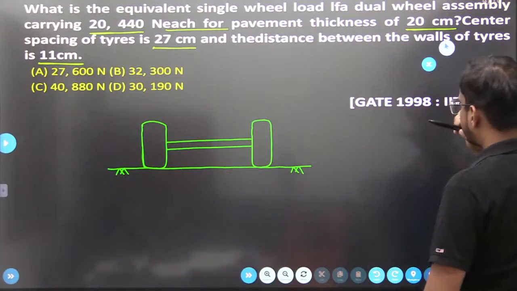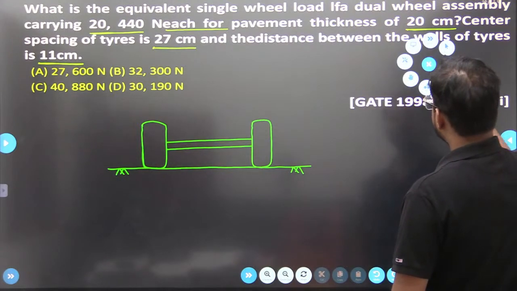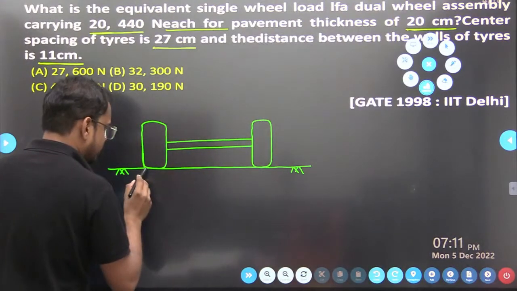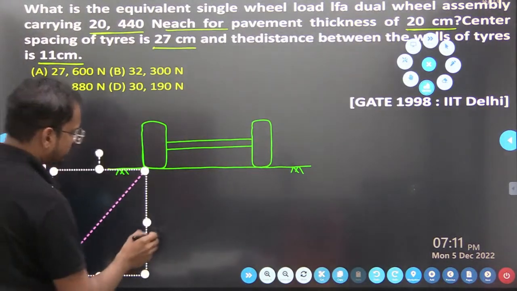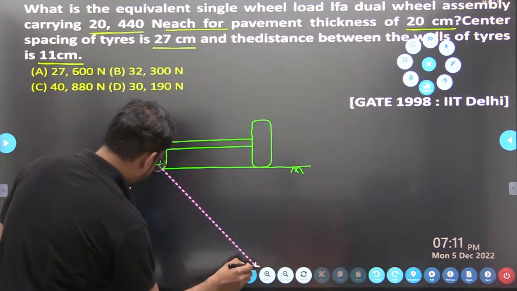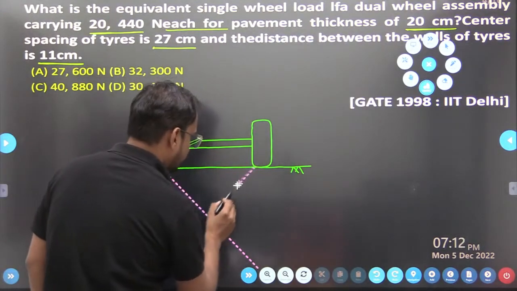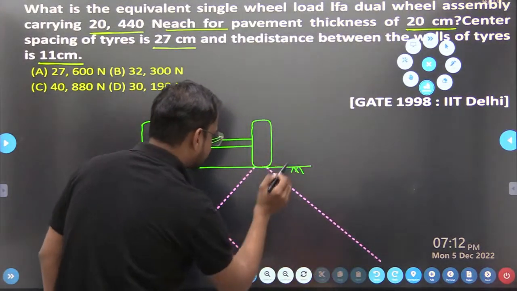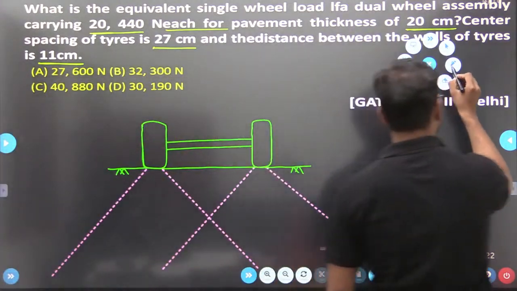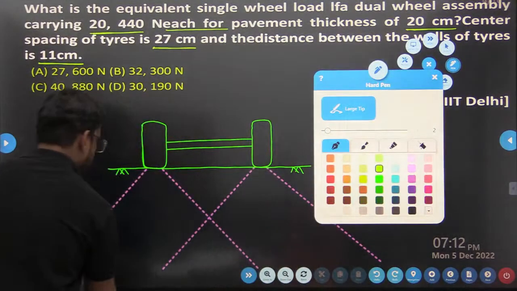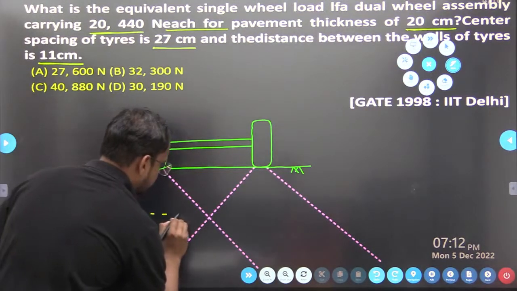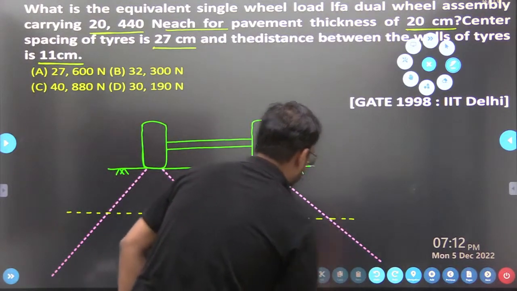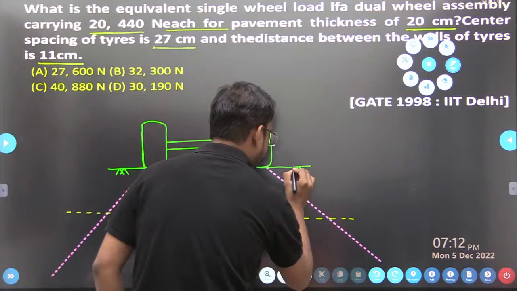We already know that the load is transferred at an angle of 45 degree. I always consider the load is transferred at an angle of 45 degree. So load is transferred like this at an angle of 45 degree. At the place where both stresses intersect, at the depth of small d by 2.